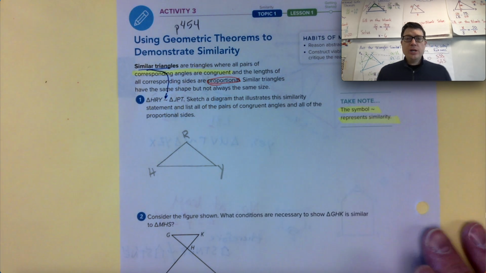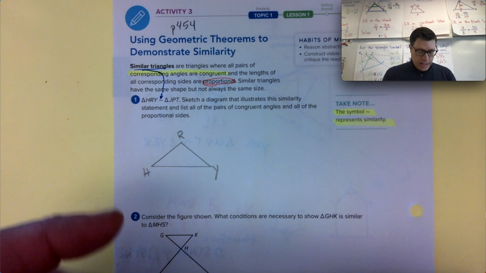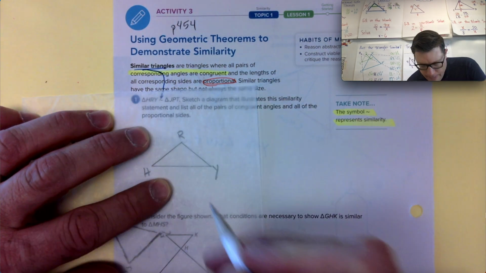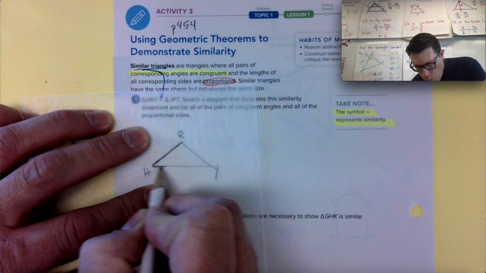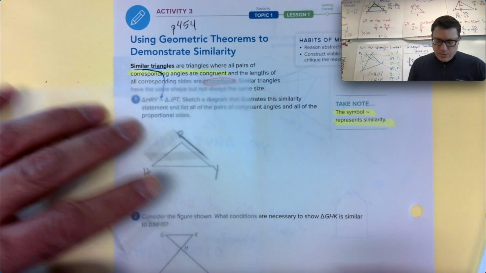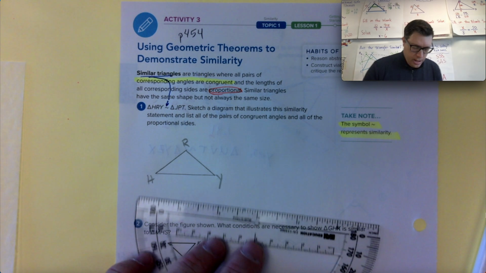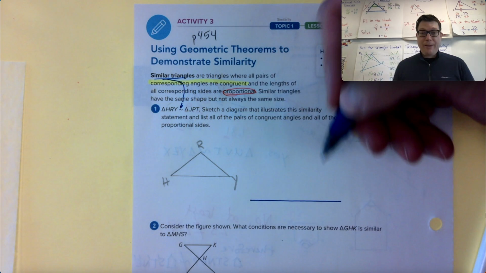Now, to sketch the similar triangle, I need the angles to be the same, but I'm going to make my triangle a little bit bigger. So I'm going to go from a small triangle HRY to a large triangle JPT. And I think the best way to do this is I'm going to bring in a color. I'm going to bring in my ruler again, and I'm going to draw it definitely longer on the base edge.